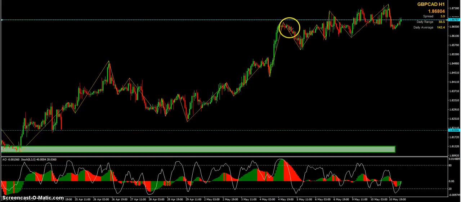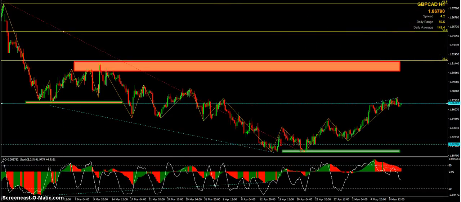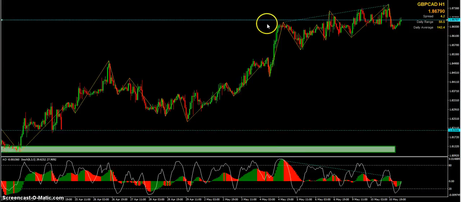Correct. AO divergence. In this case, we're in the uptrend, so we want to see a higher price, the price stepping up, but the AO stepping down, and that gives us a good indicator that it's running out of steam. So we have that horizontal resistance level on the daily chart, no Fibonacci level this time because it's a lot higher, but we still have that horizontal resistance.